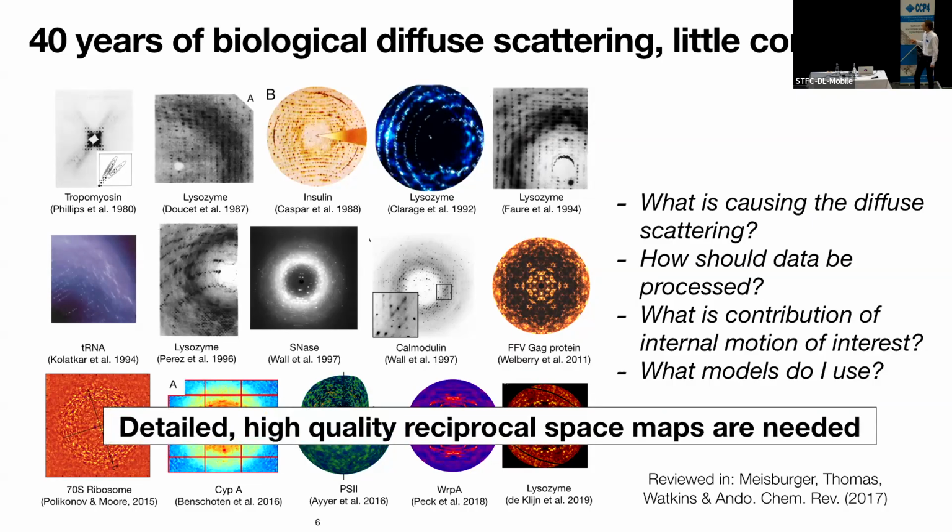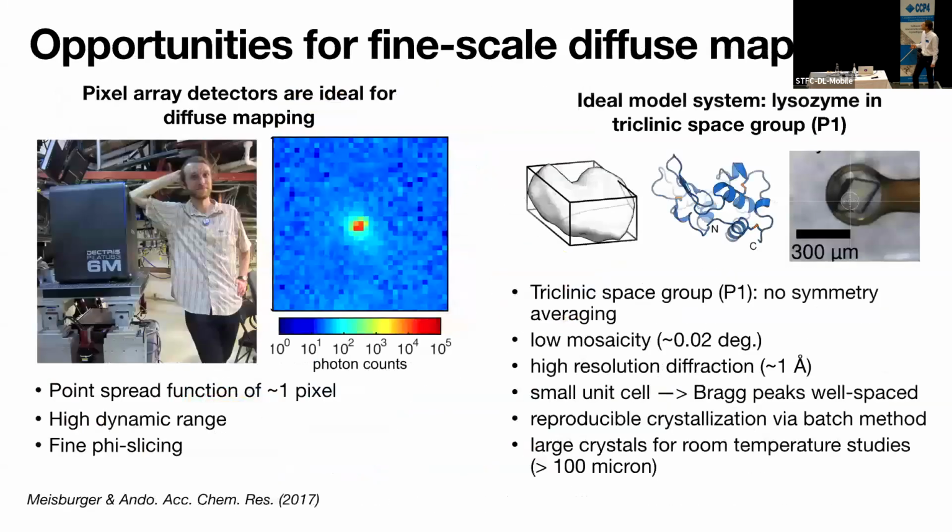Okay, so what we reasoned is that we needed to just collect the best possible data we could get, try and figure out answers to some of these questions. And in particular, we realized that a lot of the controversy came about because it was not clear the role of lattice disorder versus internal motion. And to really separate those two things, you need to measure very large length scales. And that means sampling the map of reciprocal space very finely. So our goal was to collect these high quality, detailed reciprocal space maps.